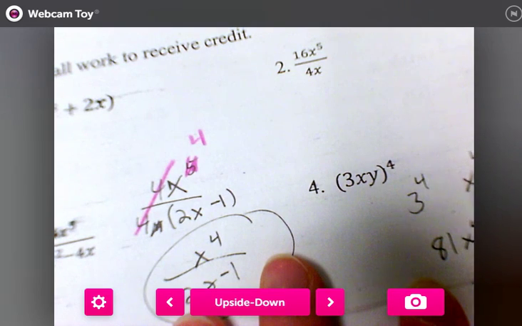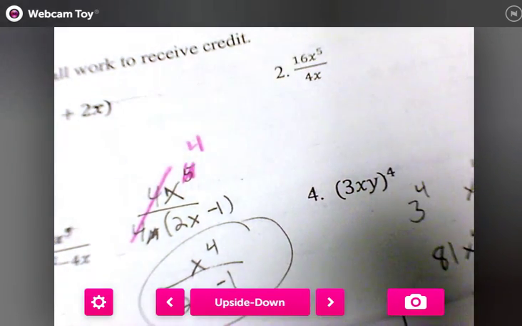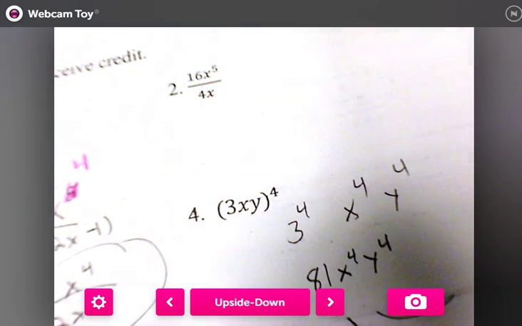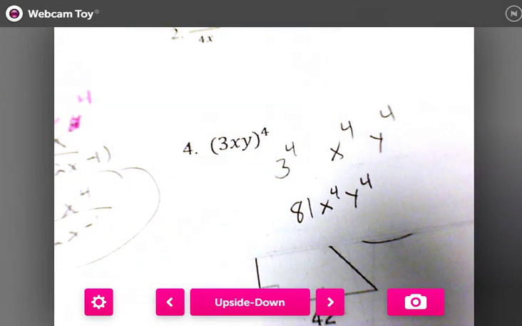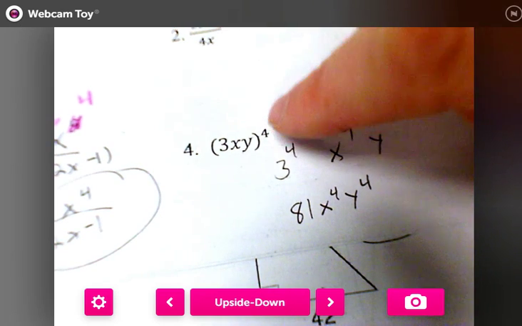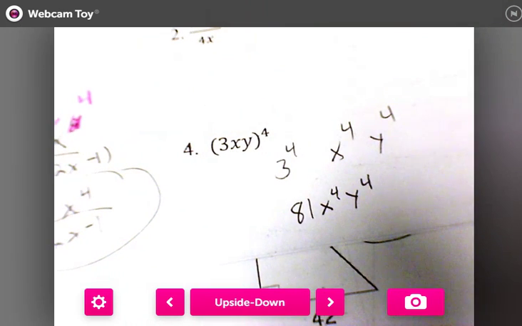81. 81 x to the 4th, y to the 4th. It was one of the most common mistakes. I thought it was a really easy problem, and you guys messed it up a lot on the quiz. So just remember, if there's a 4 on the outside, everything on the inside is taken to that 4th.